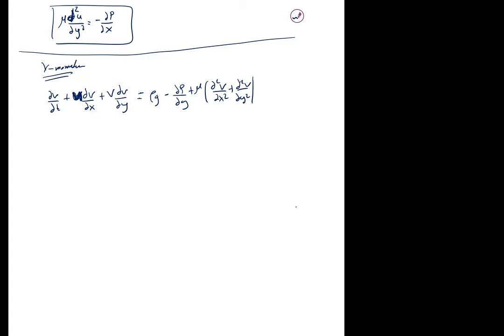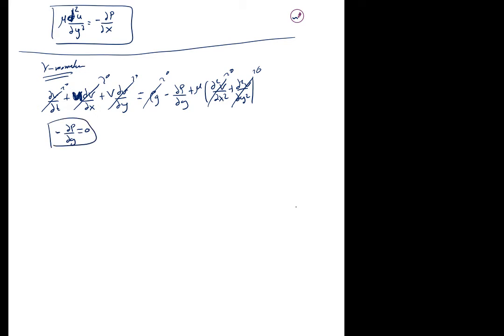Okay, dv/dt is 0. It is steady. All d/dt's are 0. We don't have a velocity in the v direction. We have stated that above. So dv/dx is 0, dv/dy is 0, and v is 0. Therefore, this is 0. We can neglect gravity because the plates are too thin. Gravity has no effects. This term is 0. What am I left with? Minus dp/dy equals 0.